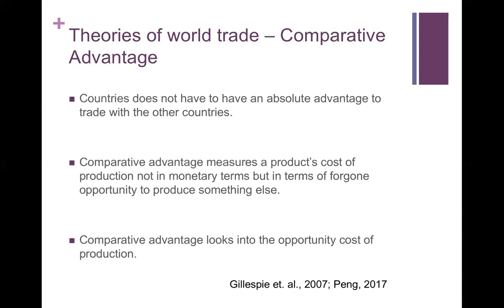This theory also suggests that countries do not have to have the absolute advantage to participate in trading activities with other countries. And please bear in mind that they look into the opportunity cost of production, so how much cost they spend to produce certain products.